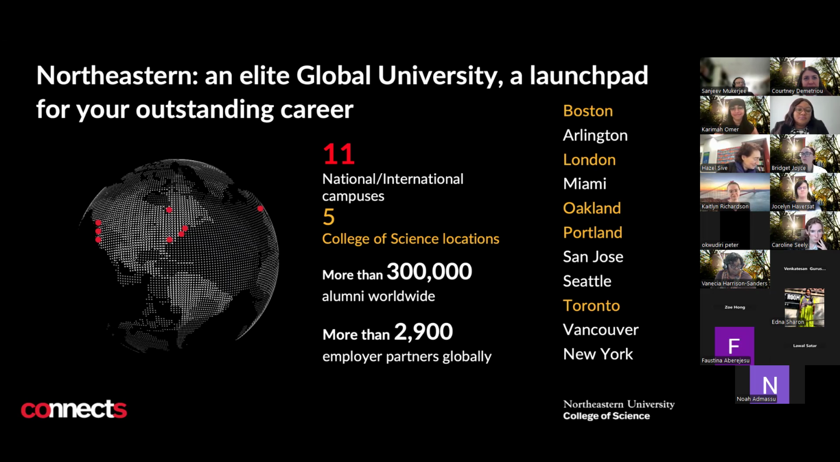Northeastern University is truly a global university, and it has 11 national and international campuses. College of Science is present in the mother campus, which is Boston. But besides Boston, we are in London, Oakland, Portland, and Toronto. I must also emphasize that our master's programs are in Portland, Toronto, and now going to be launched in Oakland. There are more than 300,000 alumni worldwide, and we have about 3,000 employer partnerships globally, including with Oakland, which we will talk about later.